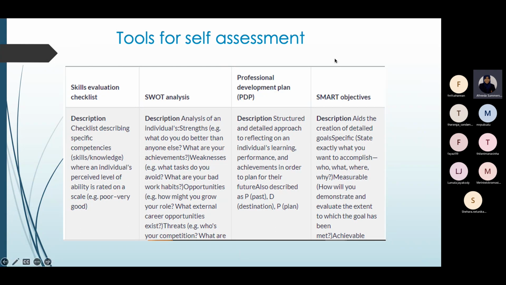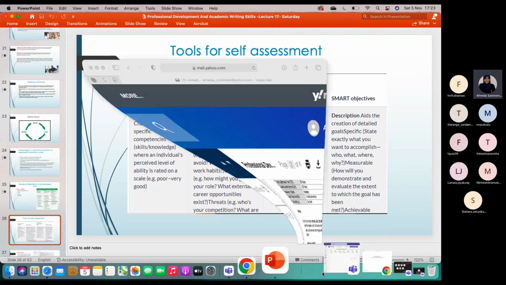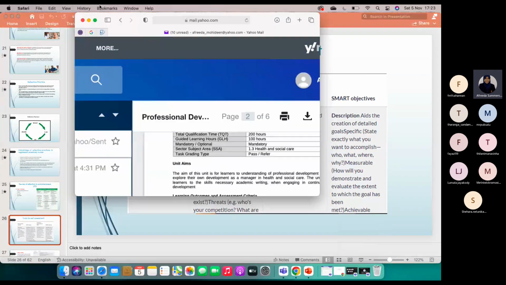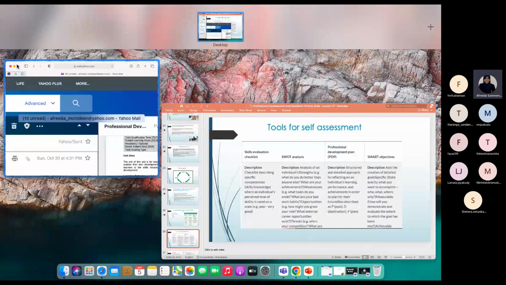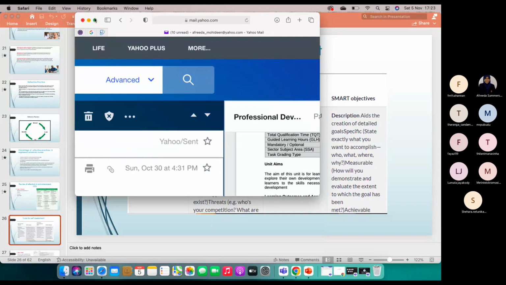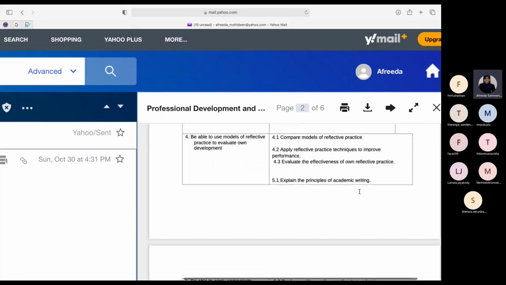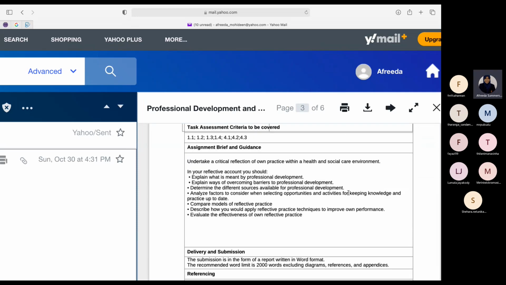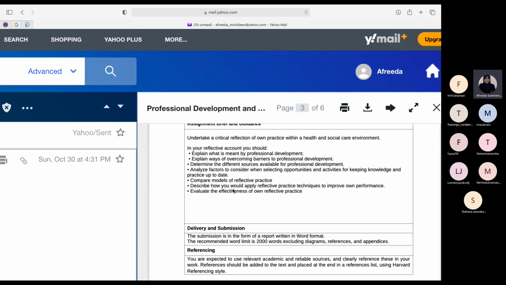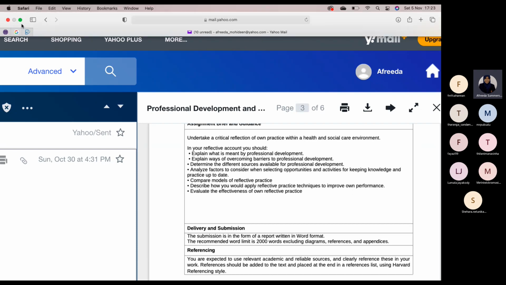And tools for self-assessment. This also you can put in your exam, in your assignment. For example, if I give you this assignment here, this question: describe how you would apply reflective practice techniques to improve your own performance.